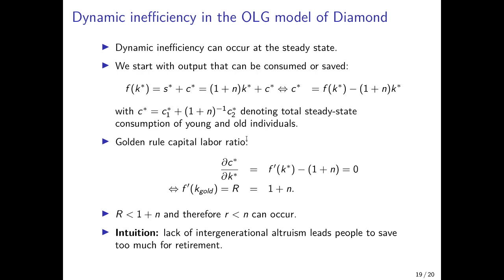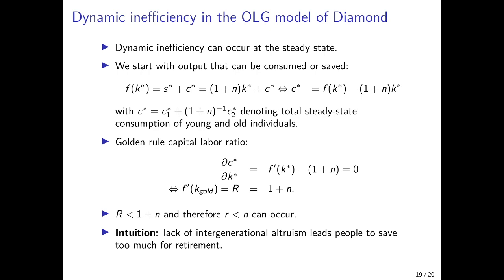Now, the golden rule capital-labor ratio, or capital per worker, can then be derived again by taking the derivative of this expression with respect to k star at the steady state. And we see that this is the derivative of the production function with respect to capital. And here capital at the steady state drops out. So we have minus 1 plus n, and this has to be equal to 0. Then we again know that this is the marginal product of capital. So we have uppercase R here, the gross interest rate. And that has to be equal to 1 plus the population growth rate for the capital stock at the steady state that is equal to the golden rule.